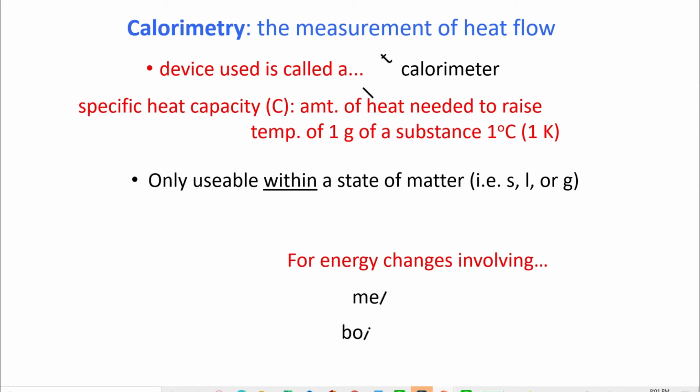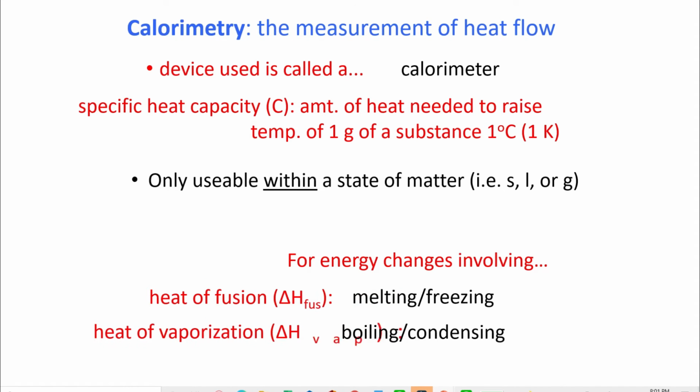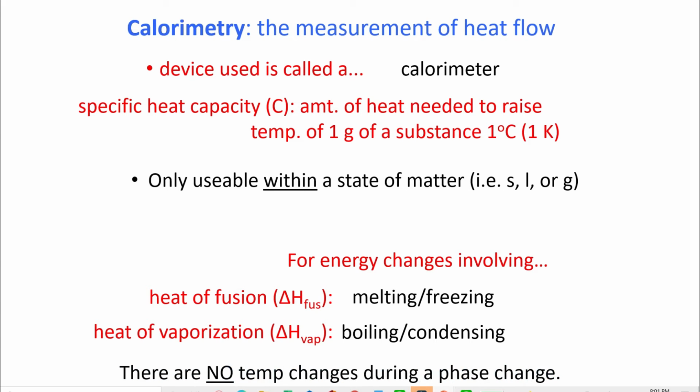If you have energy changes involving melting, freezing, boiling, condensing, this is known as the heat of fusion, which is melting or freezing, and the heat of vaporization, which is boiling or condensing. There are no temperature changes during a phase change. This is a special circumstance. Remember our temperature graphs? That's what we're referring to. There is energy being exchanged there, but it's very specific. It's very unique to that situation.